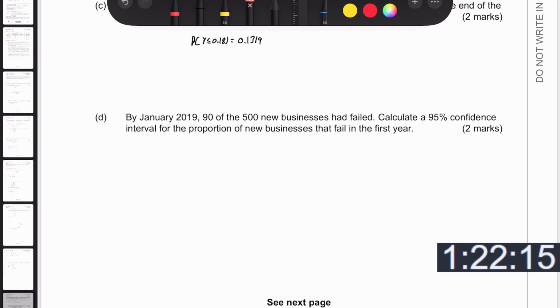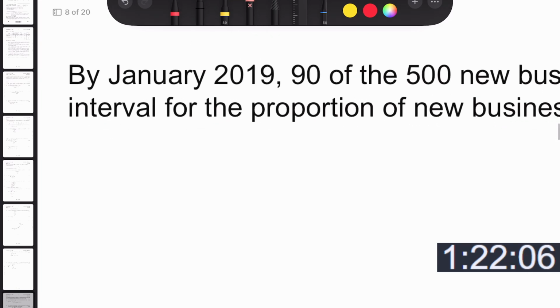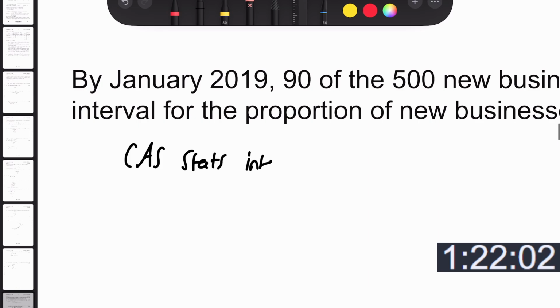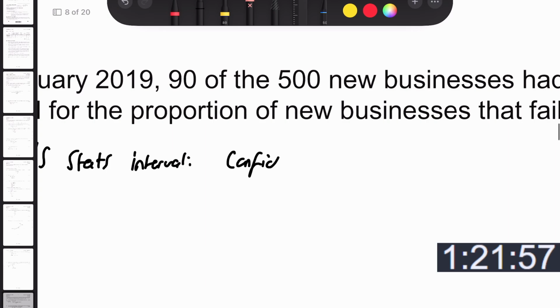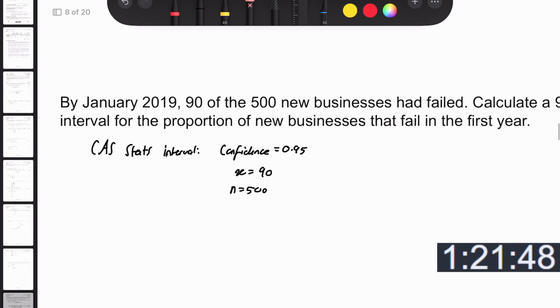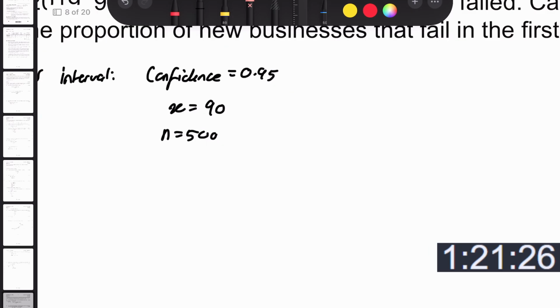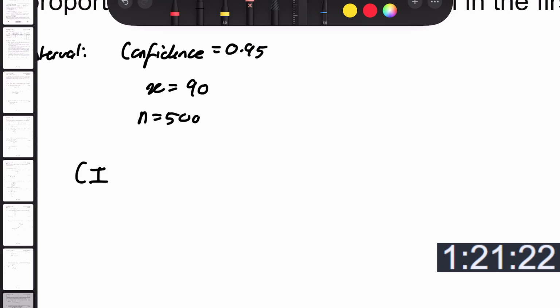By January 2019, 90 of the 500 new businesses had failed in the first year. Calculate a 95% confidence interval. So I just use the calculator stats, interval, confidence level 0.95, x is equal to 90, n is equal to 500, and it's going to spit that out. So let's go statistics, calculation, interval, one proportion, one sample. Proportion, one-proportion z, 0.95, 90 of 500. So then the confidence interval is 0.1463 less than or equal to p, less than or equal to 0.2137.